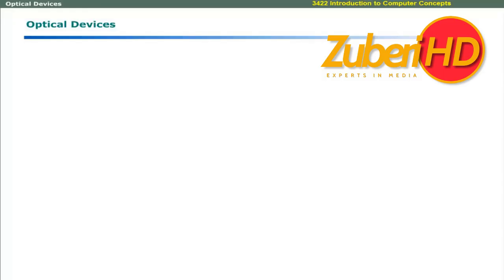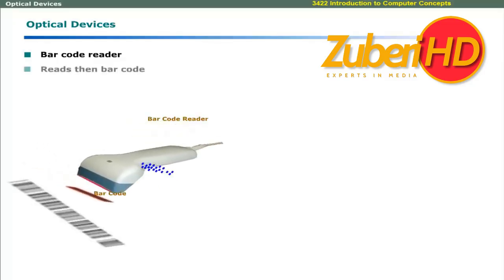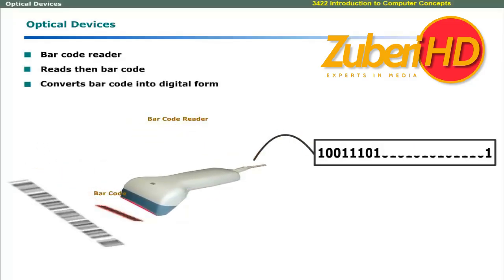Optical devices include barcode readers and optical character readers. These use light as a source of input. A barcode reader reads the barcode and converts it into a computer-readable format. It converts the individual bar patterns into numeric digits.